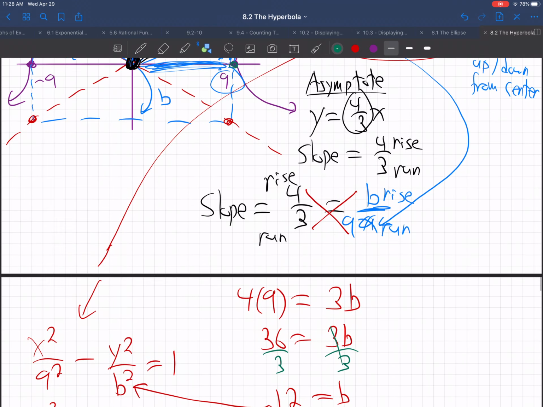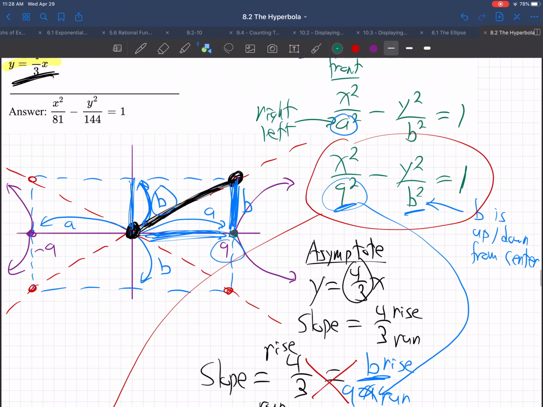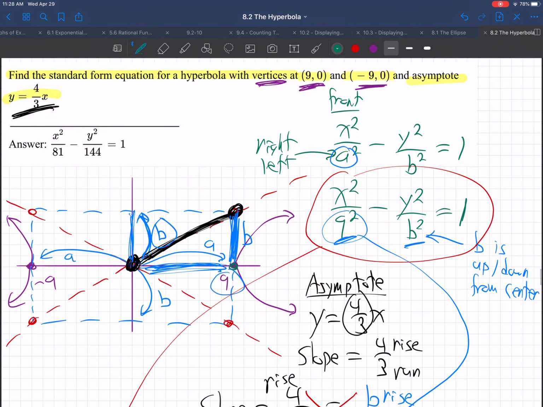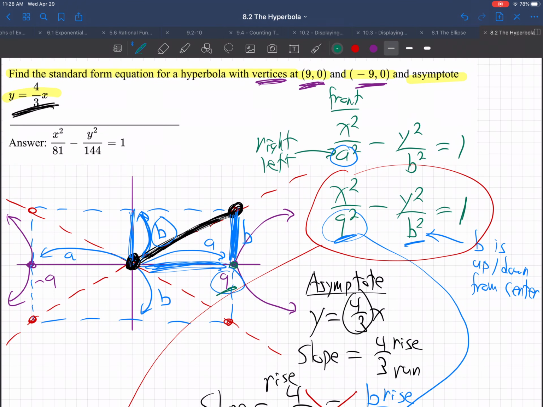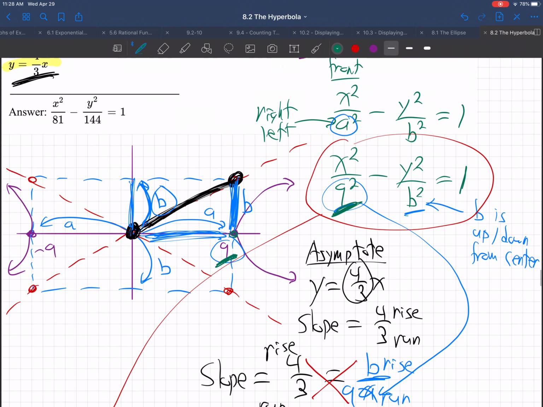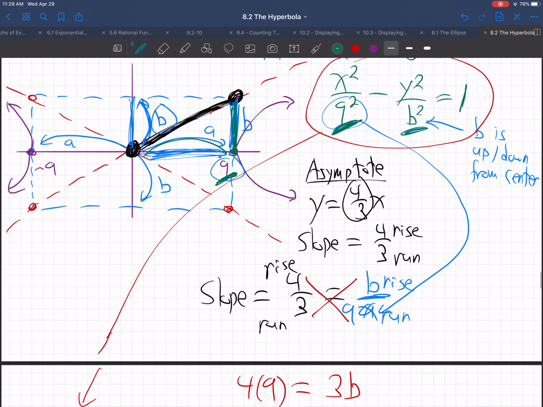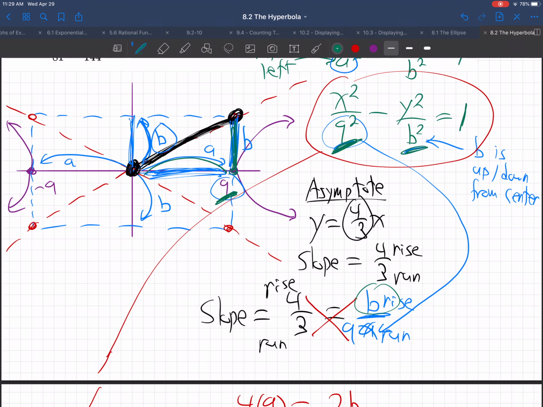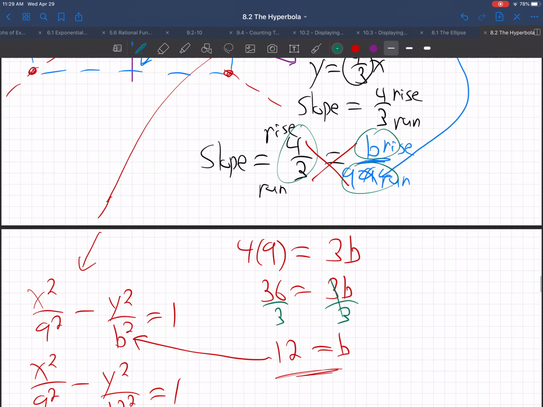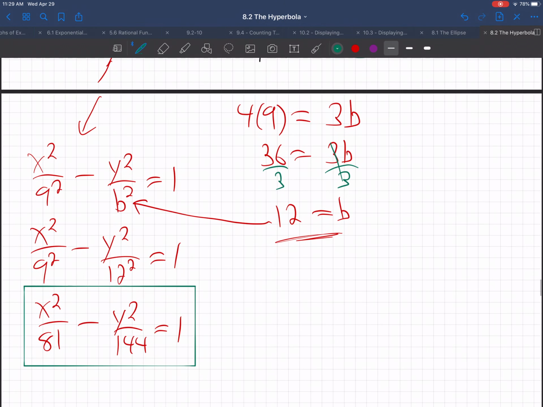How do we find it? The whole crucial step: we found right and left from the middle was 9, because they told us that, over 9. That was under x. Then we found the b by noticing that the a and the b are how far over and up. b is the rise, a is the run, which is equal to the rise and run of the dotted slope line, the asymptote line. So we cross-multiplied, solved for b. There we go.